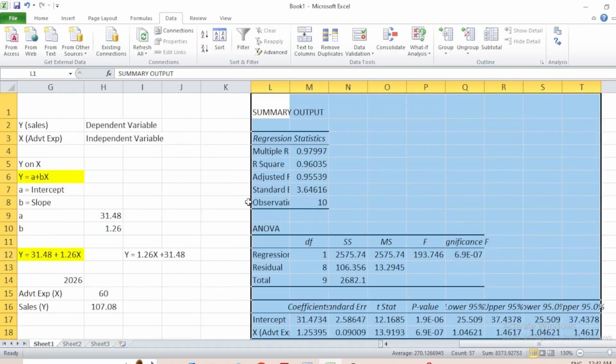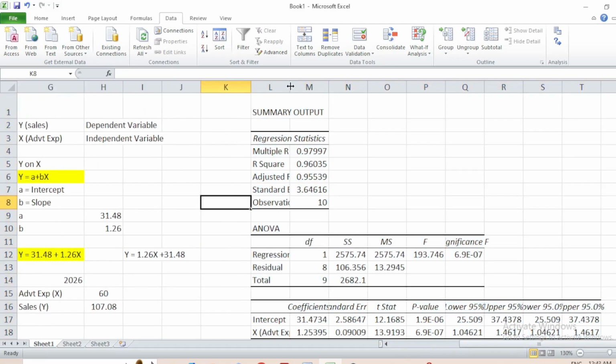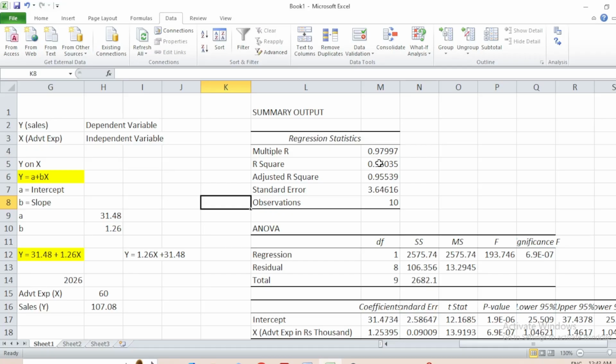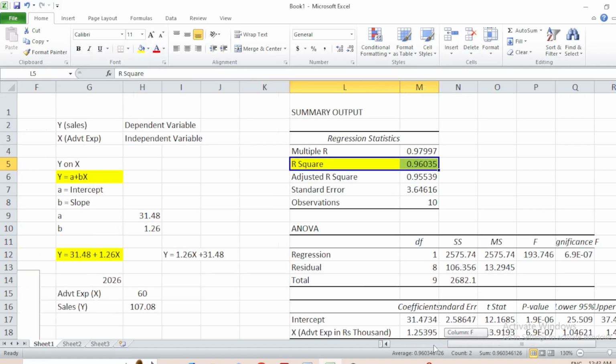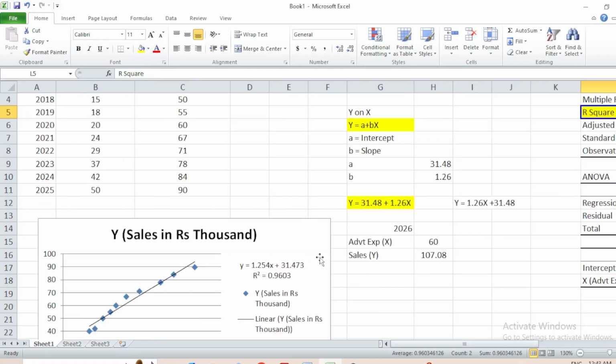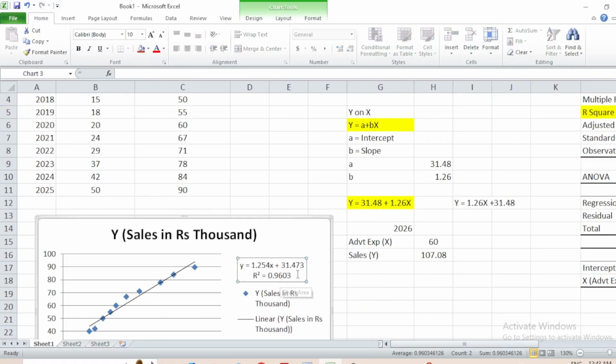So if you can see, the value of R square, the regression coefficient, is being given. It is automatically being calculated. So this value, 0.96035, is exactly similar as given in here.